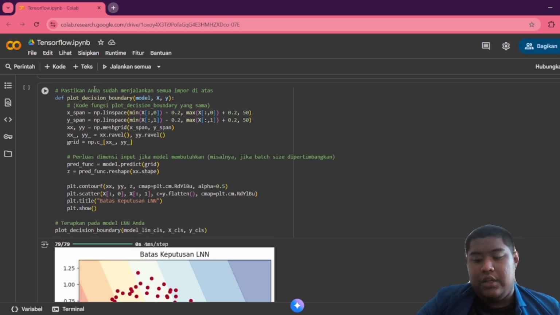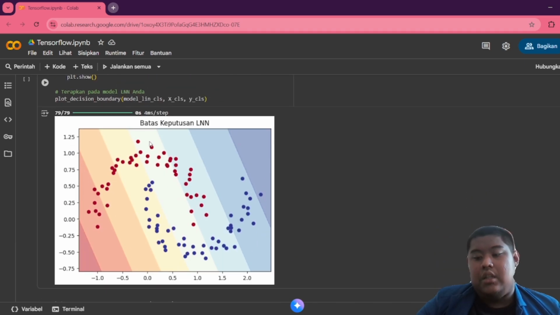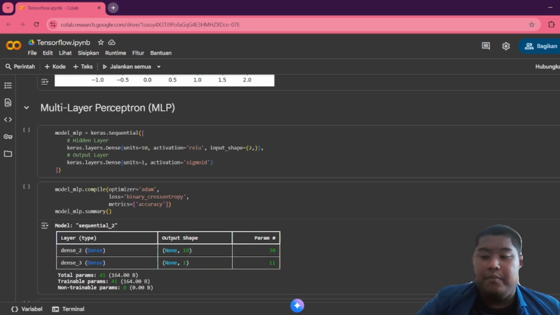We define and use a function to plot the decision boundary that our linear model has learned. And the graph clearly shows a straight line boundary which fails to separate the two moon shaped classes, explaining the low accuracy. Next, the multi-layer perceptron or MLP.